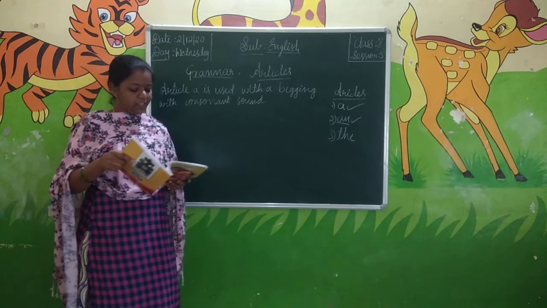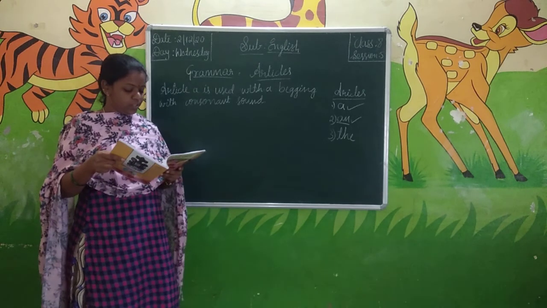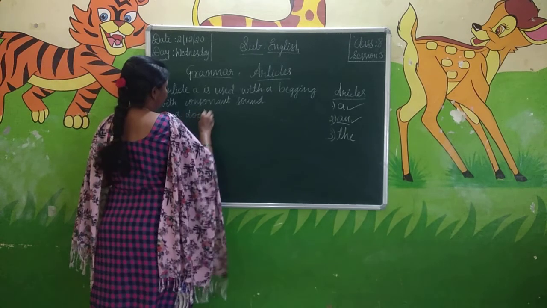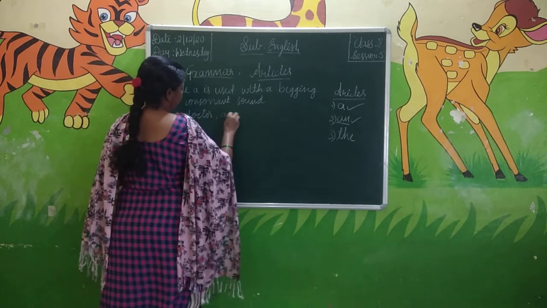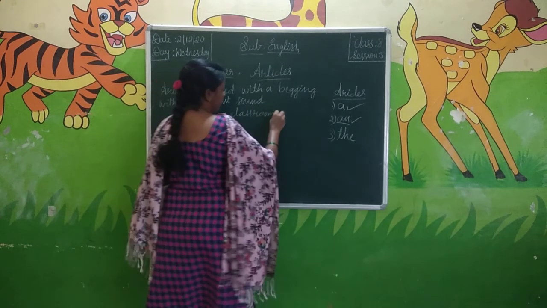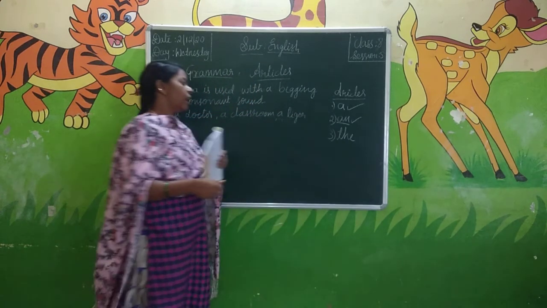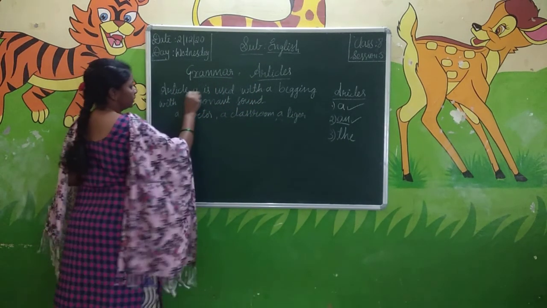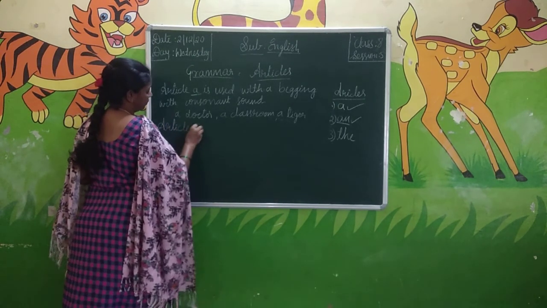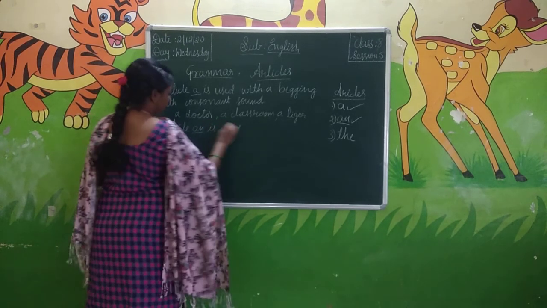Irrespective of whether the word begins with a vowel letter or consonant letter. You see the examples: a doctor, a classroom, a tiger. Next, article an. Article an is used before a word beginning with a vowel sound.